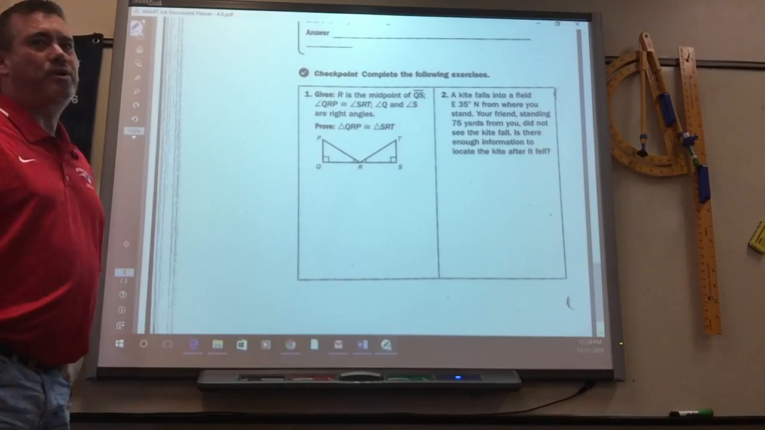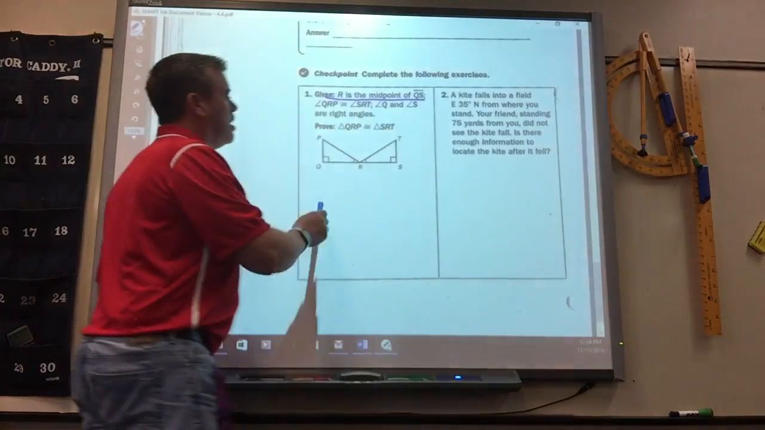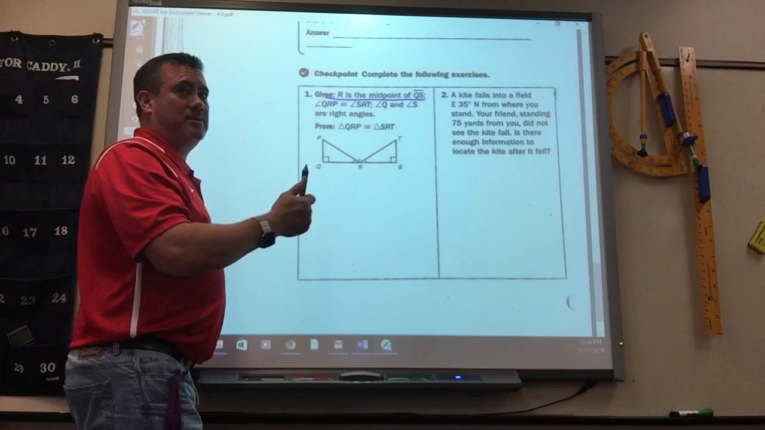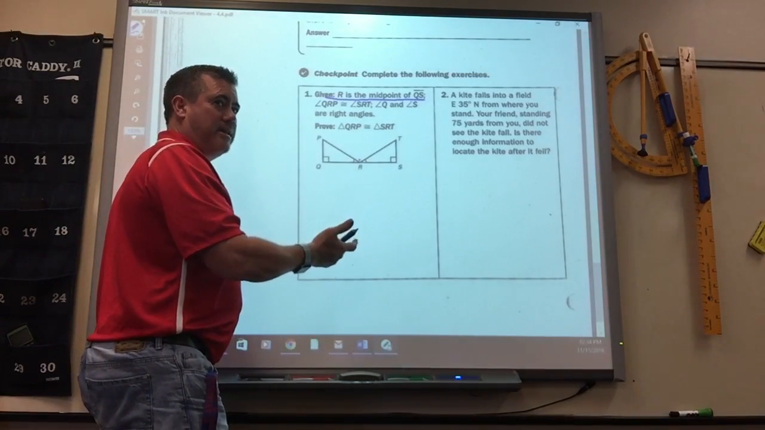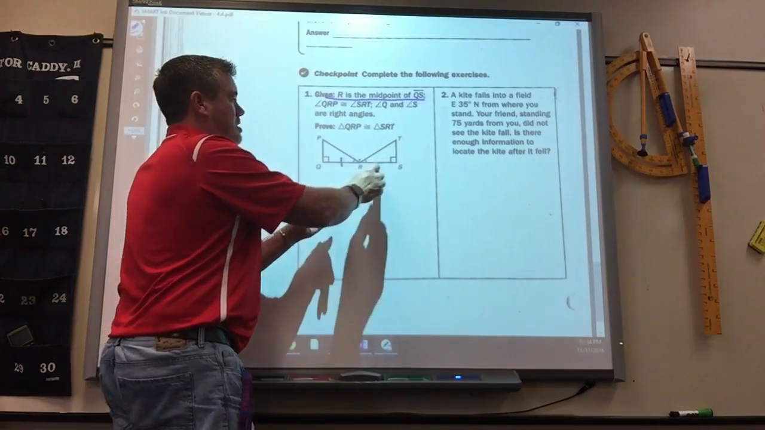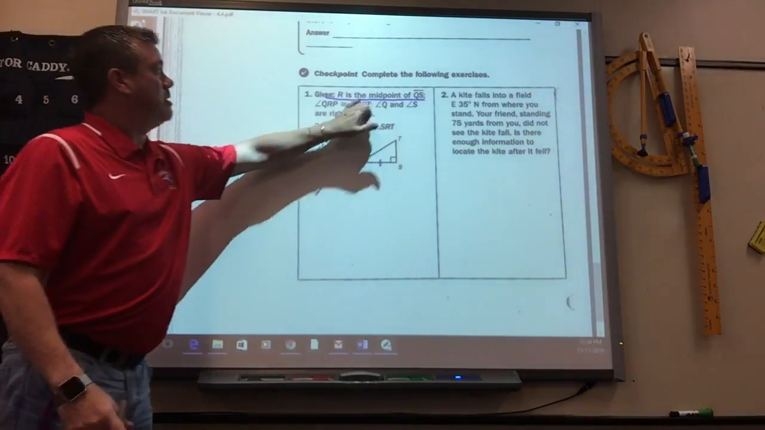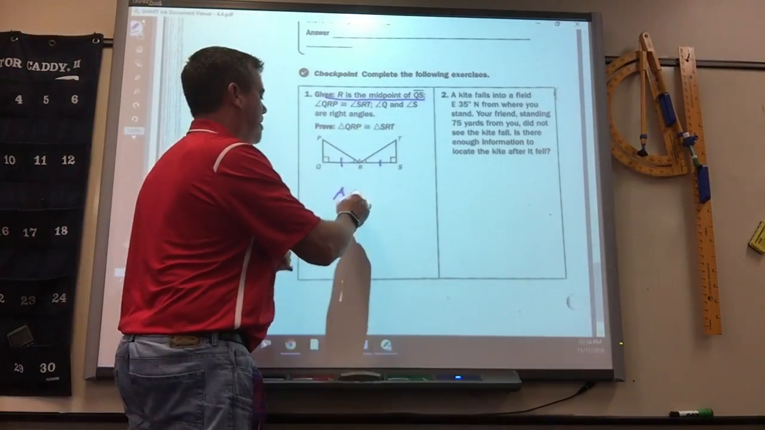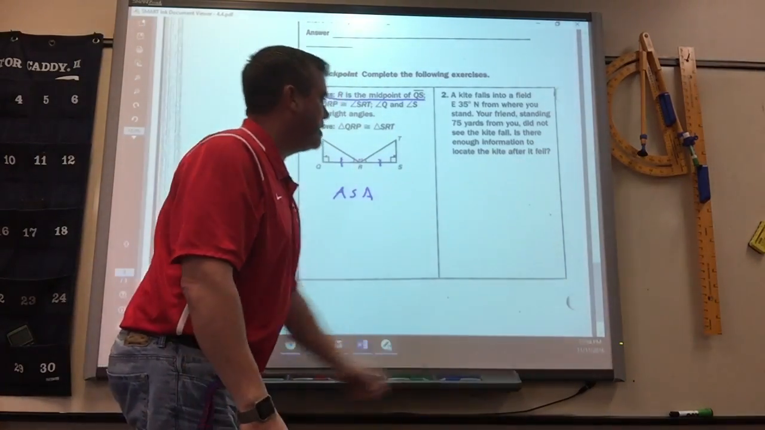In this one, they don't have it marked on there, but they give you some information. R is the midpoint of QS. So what does midpoint mean? The middle. Which means what's congruent? The side. Right. Since this is the midpoint, that means this equals that, because it's the middle. So now that we use that information, what would make these two congruent? Angle, side, angle.